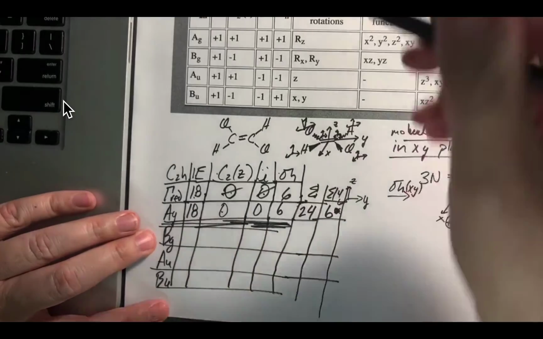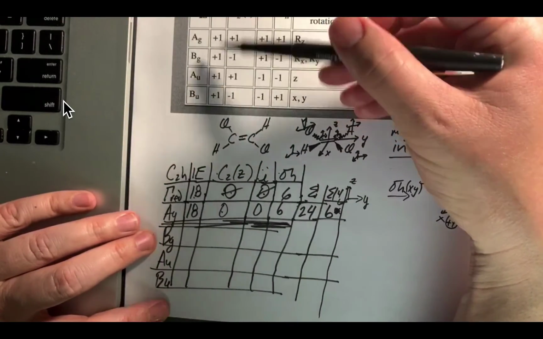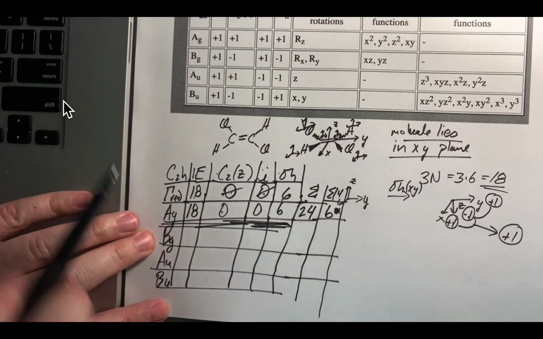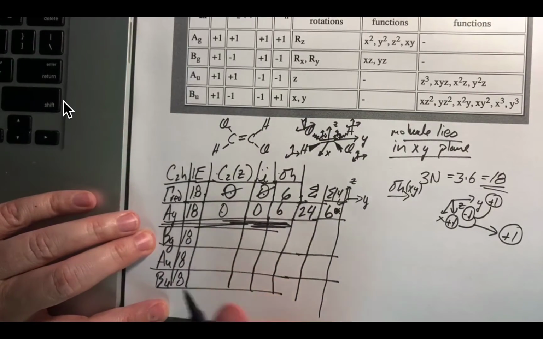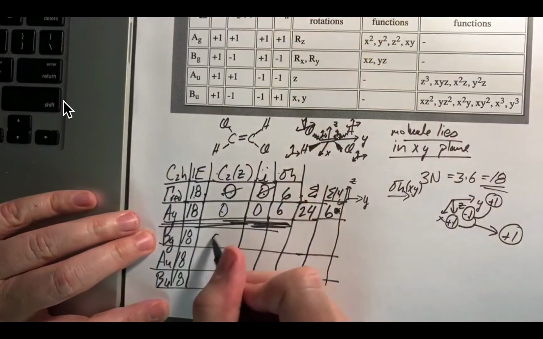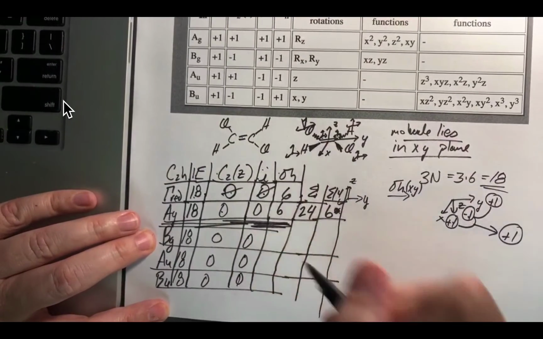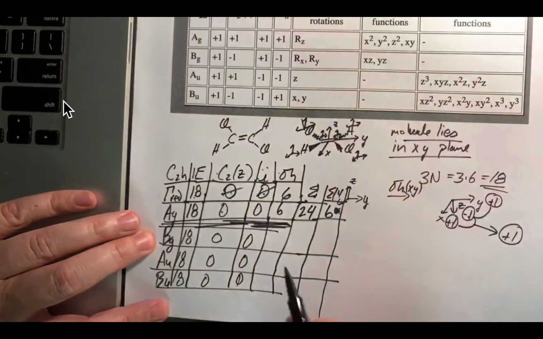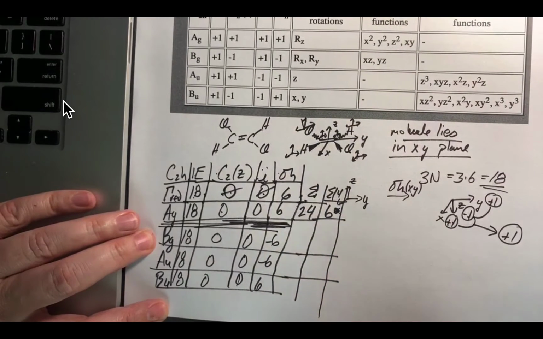Okay, then from here, we're going to go through and we're going to follow the pattern of this character table. And E is going to be easy. So the character table goes 1, 1, 1, 1. So we're going to go 18, 18, 18, 18. This one's going to be easy because anything times 0 is 0. Same for here. And then here the pattern goes 1, -1, -1, 1. We're going to go 6, -6, -6, 6.